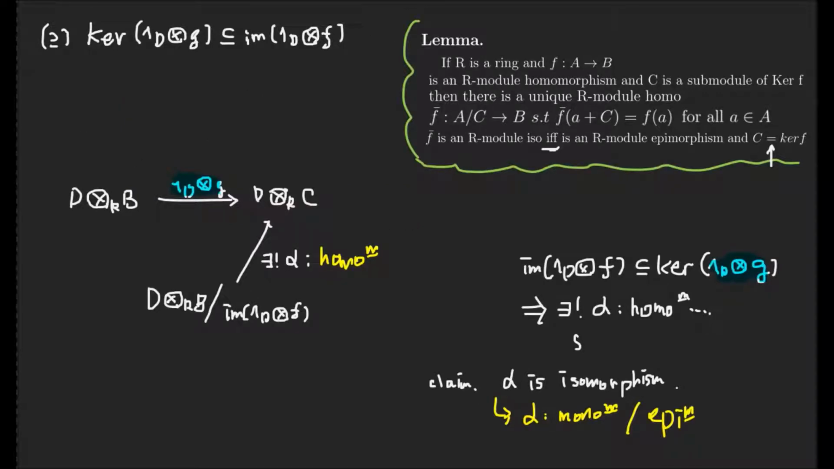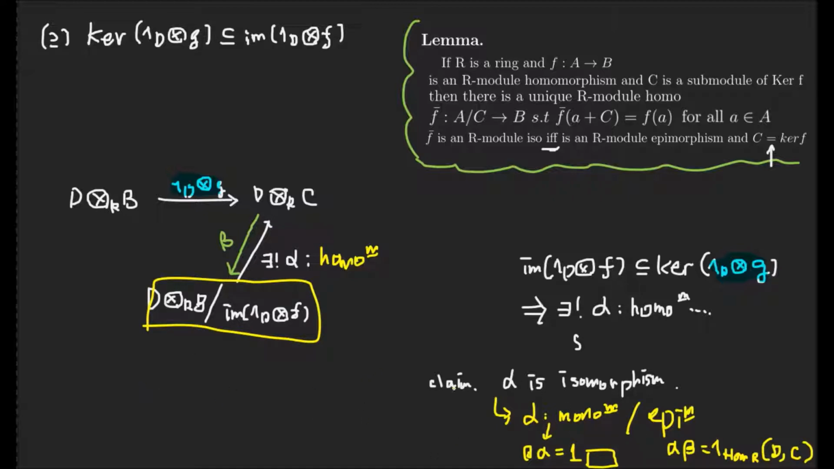So let's construct the map beta. If we well define the map beta, then we can check alpha beta, which is the epimorphism condition: alpha beta is the identity. And in this case, beta alpha is the identity here. So if we can check this theorem, our proof is finished.